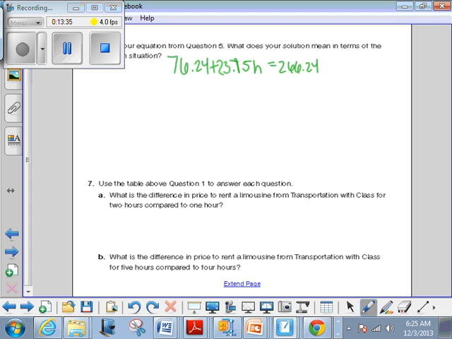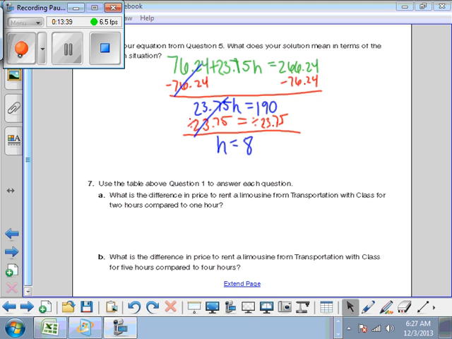Okay, so hopefully after working out your problem, you got that the number of hours equaled 8. So the limousine is rented for 8 hours for a charge of $266.24. So now number 7 says to use the table above question 1 to answer each question.